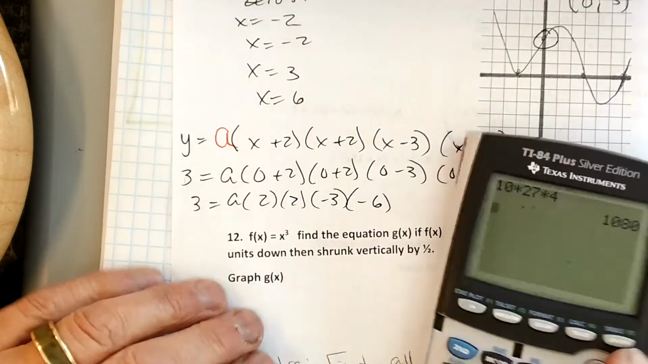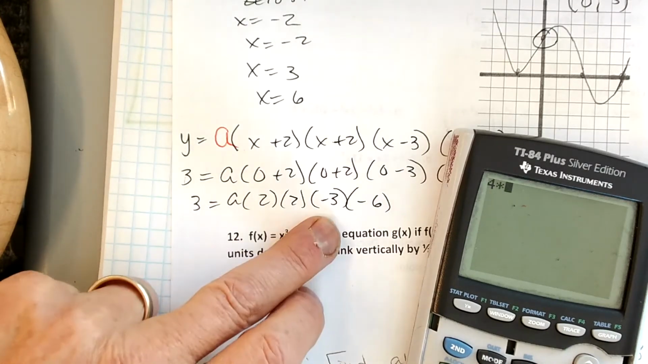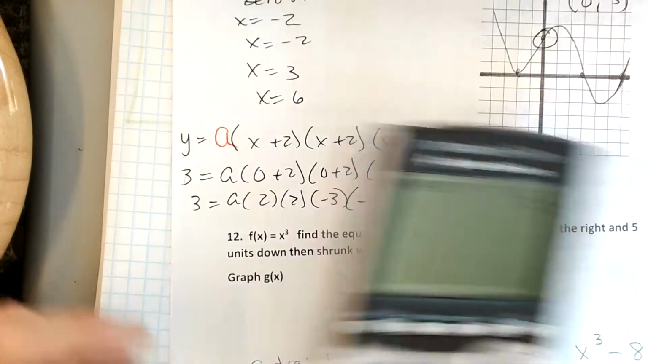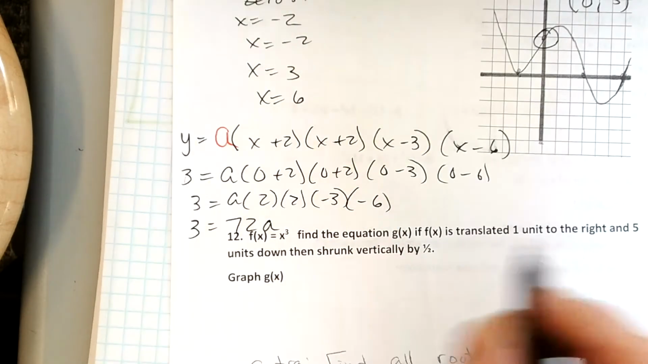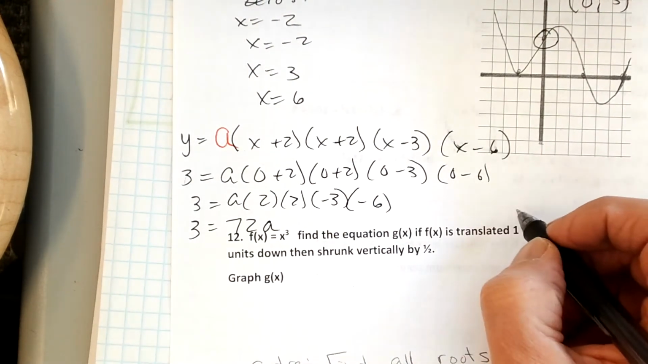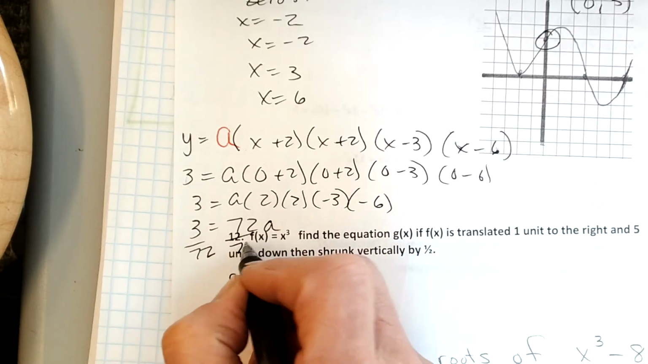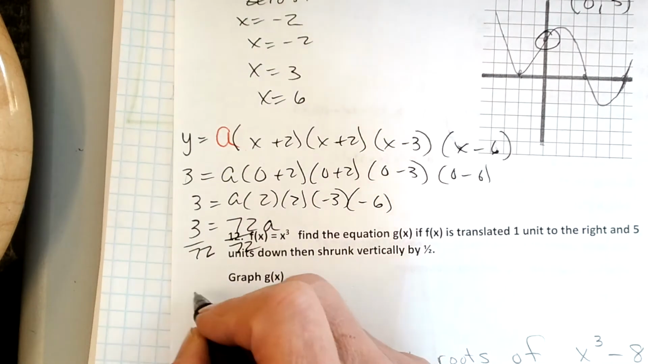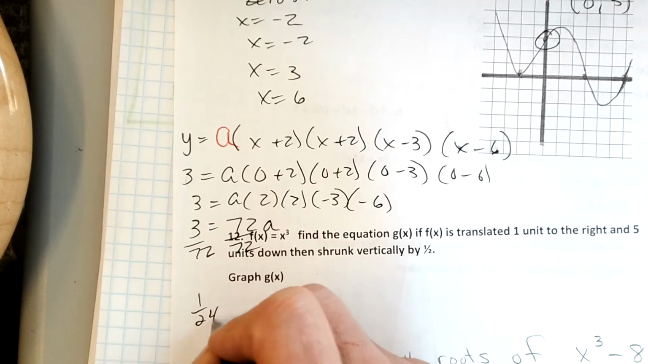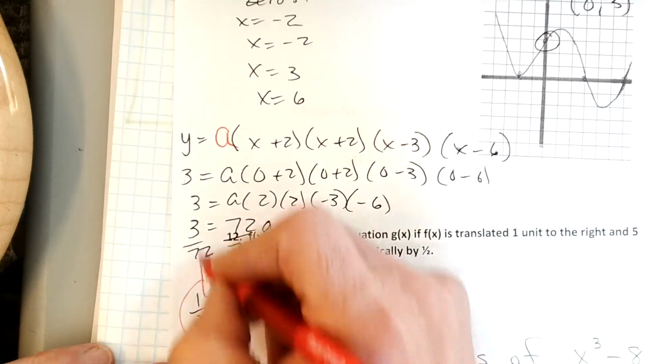I'll tell you real quick. That's going to be 4 times 18, and I get an answer of 72. So I get 3 equals 72a. If I divide by 72, divide by 72, 3 divided by 72 reduces to 1/24th, okay? All right, so my answer, I'm just going to take this 1/24th and put it right there.